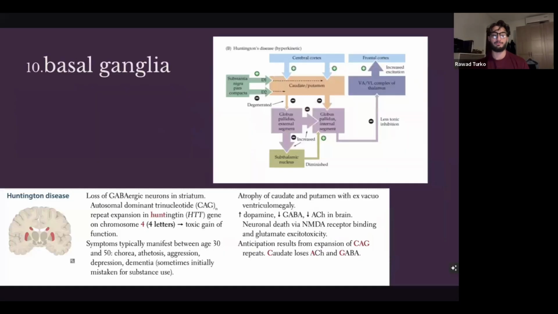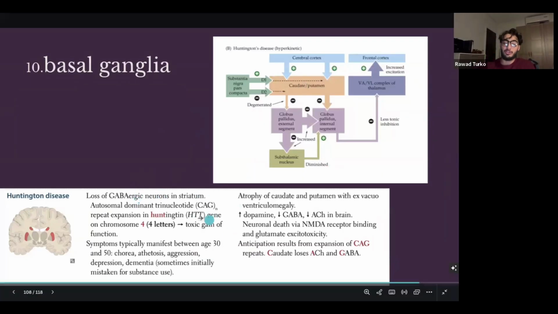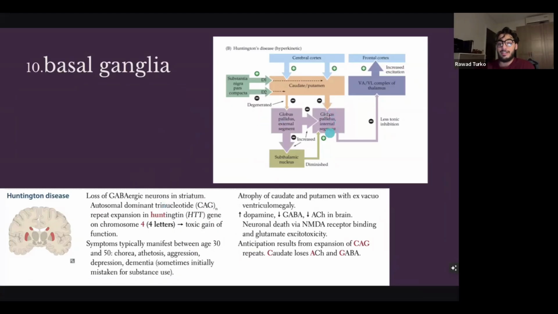So Huntington's disease is loss of GABAergic neurons in the striatum. GABAergic means they're inhibitory. And what did we say before about the globus pallidus, specifically the globus pallidus internus?